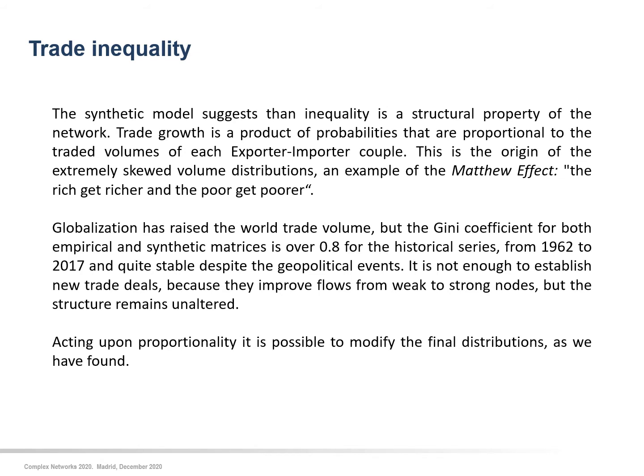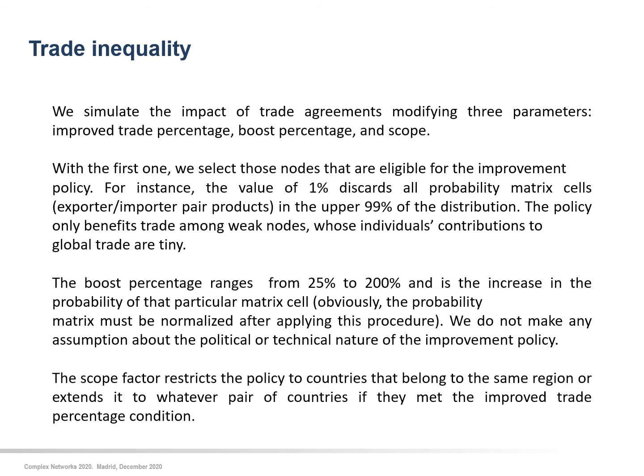It is not enough to establish new trade deals, because they improve flows from weak to strong nodes, but the structure remains unaltered. Acting upon proportionality, it is possible to modify the final distributions, as we have found. We simulate the impact of trade agreements modifying three parameters: improved trade percentage, boost percentage, and scope.